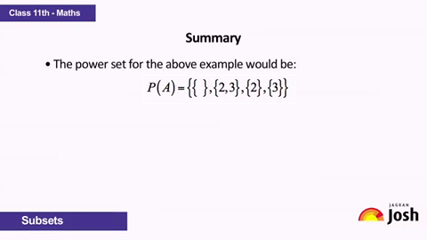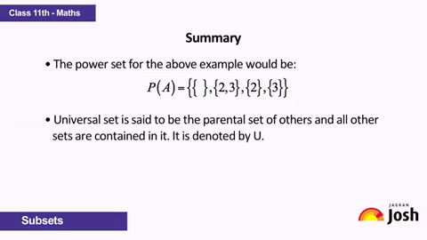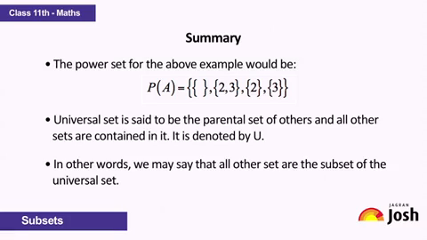The universal set is said to be the parental set of others, and all the other sets are contained in it. It is denoted by U. In other words, we may say that all the other sets are subsets of the universal set.